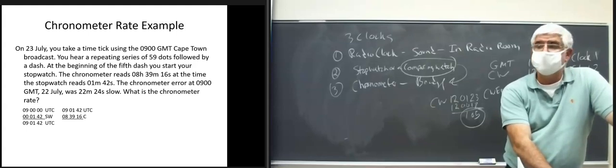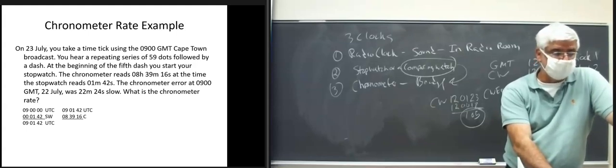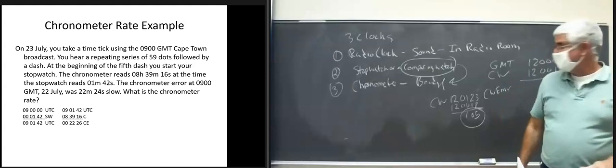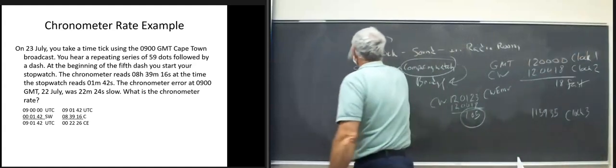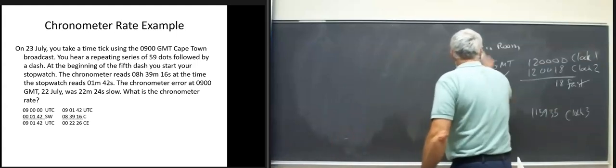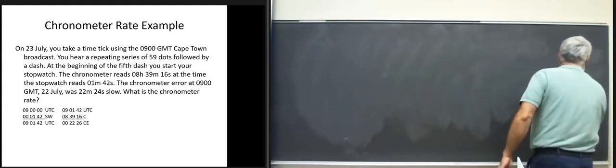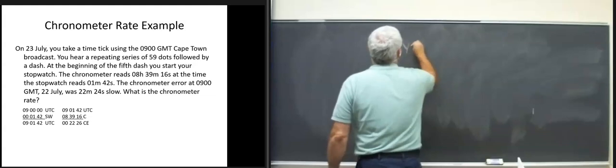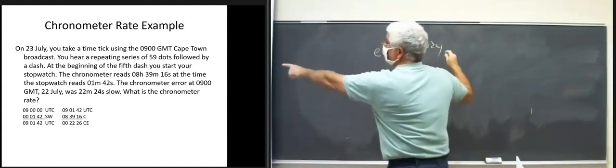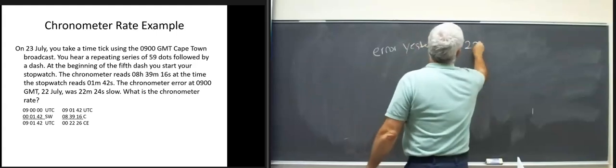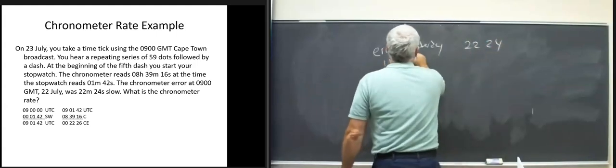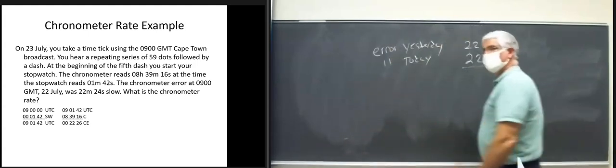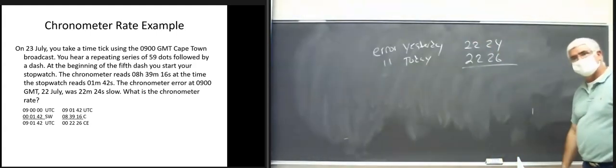08:39:16. So, what is the error? I do a little bit of math, and it turns out that my error today is 22 minutes, 26 seconds. Yesterday the error was 22:24. Today, what's the error today? 22:26. How much different is 22:24 to 22:26?